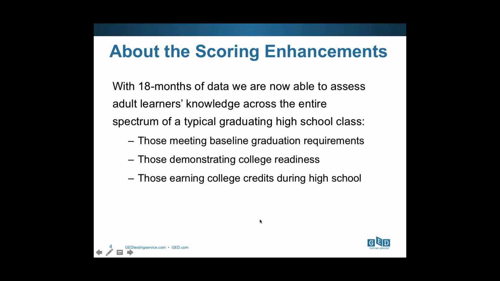So about the scoring enhancements, we have at least 18 months worth of data that we've been able to look at and really assess adult learners and their knowledge, and we're really looking at this in terms of a spectrum of a typical graduating high school class. So you walk to your main street, you find your local high school, you look at their class, and you say, okay, there are different types of students that are getting a diploma, but they're at different stages, they can demonstrate different skills, and they're prepped to do different things. So really what we're doing is we have 3 performance levels now that can measure that full spectrum of a typical graduating high school class.